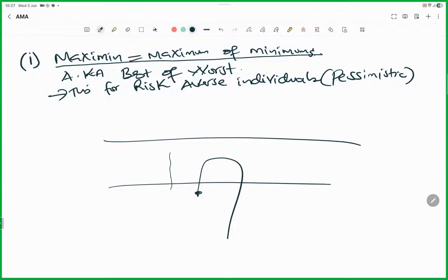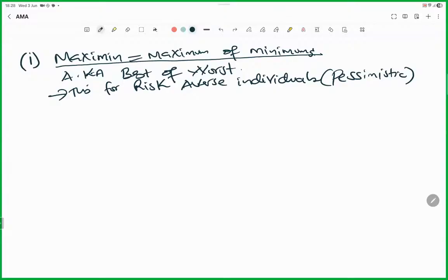You're pessimist. And if you are like this, please don't try to change because you'll die. You are born that way. Yeah, great.